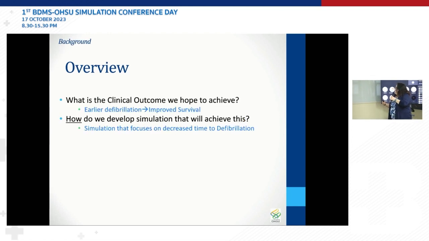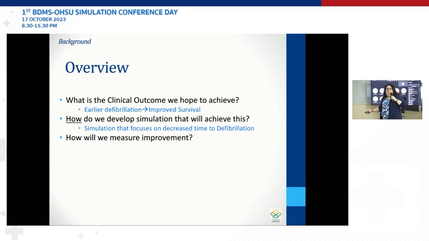Next one. So remember at the beginning I said, what are we trying to achieve, right? So what is the clinical outcome we're trying to do? We're trying to get to early defibrillation and improve survival. We know from literature that early defibrillation is associated with survival. So I don't have to hopefully prove that to you, but that's what we're trying to do. How do we do it? Well, we created a simulation program, and among other things, we focused on getting the monitor, rhythm ID, and defibrillation early. How do we measure improvement?